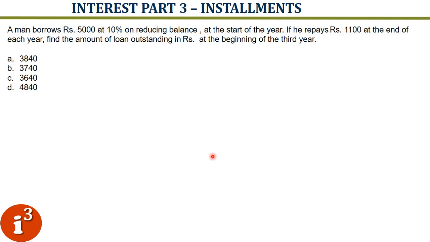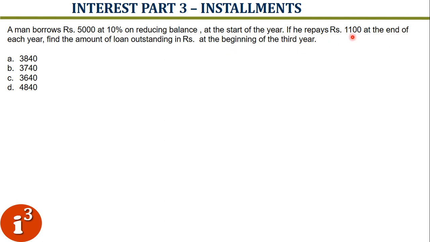So we'll start with this very basic question on installments. If you know simple interest and compound interest, you can solve this one. So the first question is, a man borrows rupees 5,000 at 10% on reducing balance. Reducing balance means this interest will be charged on the reduced balance. So basically compound interest. At the start of the year, you borrow 5,000 rupees from a bank at 10% per annum interest.